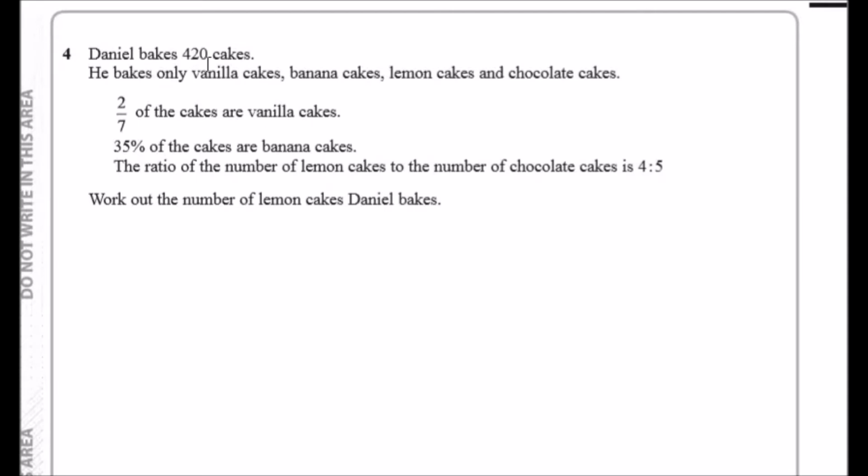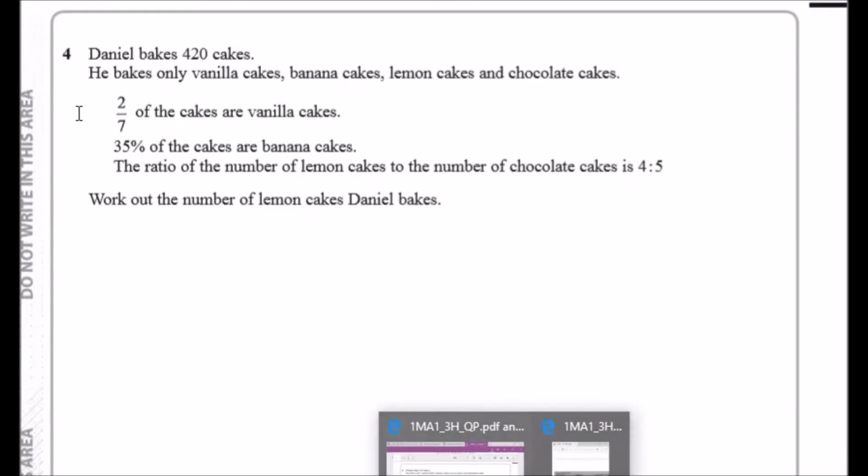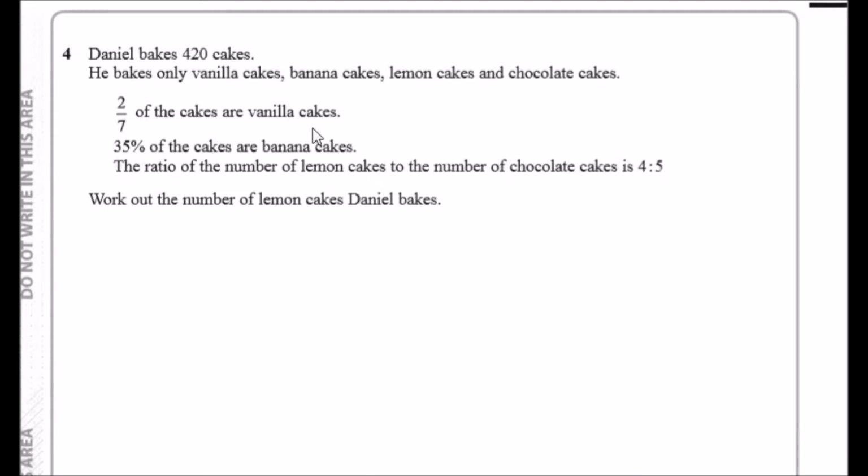So Daniel bakes 420 cakes. Okay, let's get our calculator ready. He bakes only vanilla, banana, lemon, and chocolate. Now, of these, 2/7 of the cakes are vanilla. So this means for the vanilla cake, 2/7 of 420. So we can, of course, put that in a calculator. So 2/7 of 420 literally means 2/7 times 420. And that should give us 120 cakes.